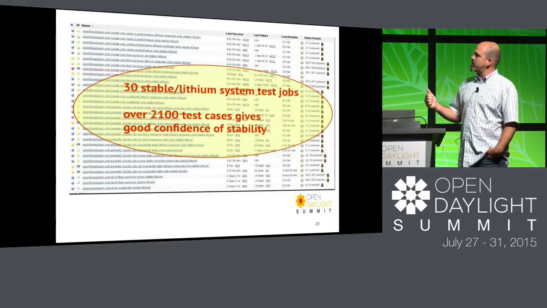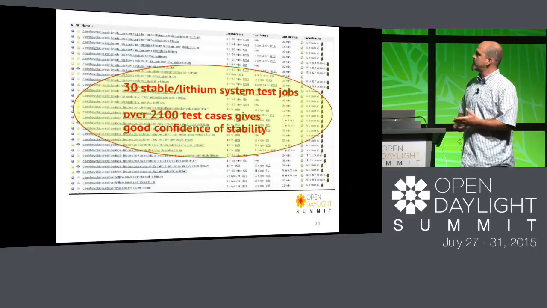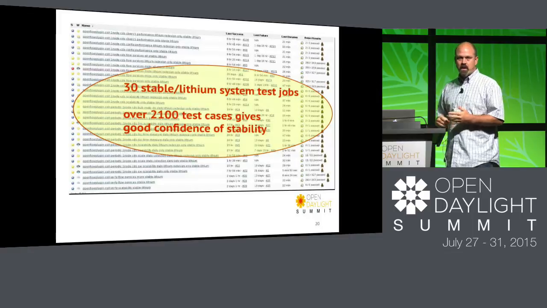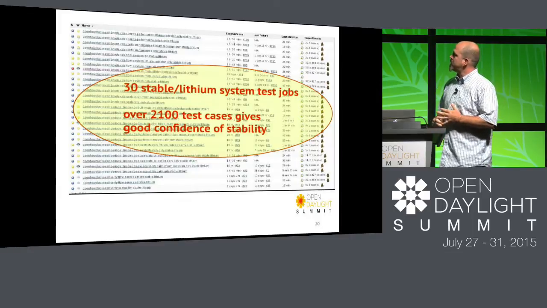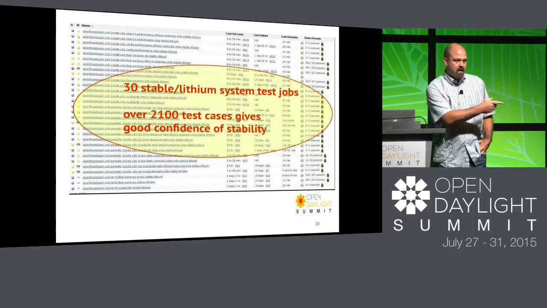For stable lithium, now we have jobs for the master branch and we have jobs for helium, but for stable lithium, we had 30 jobs, 2,100 test cases. They run on every merge. So when things break, we can find out fast and hopefully chase this guy down, right? Fix it.